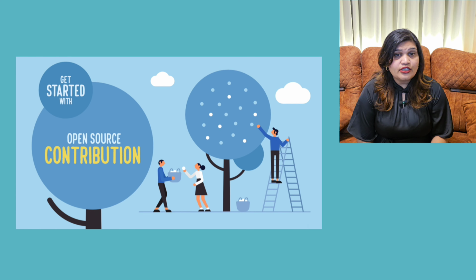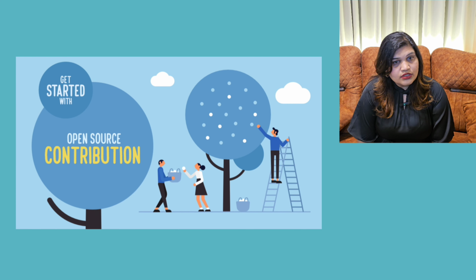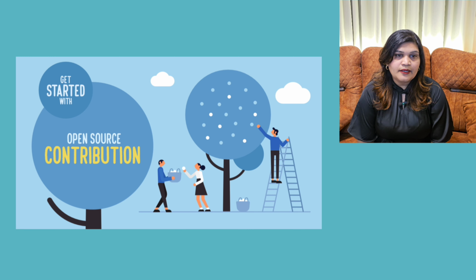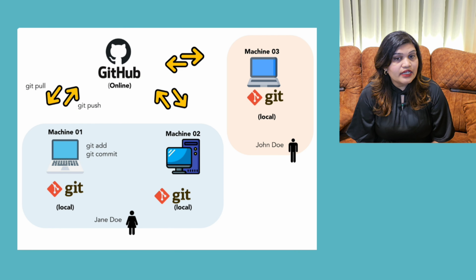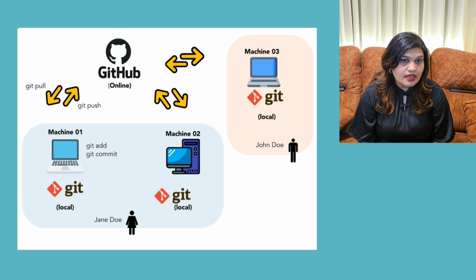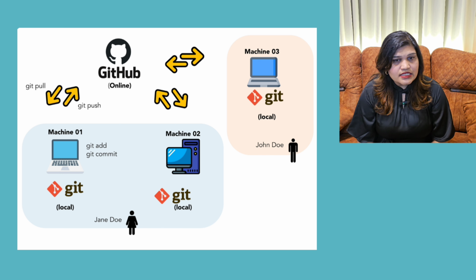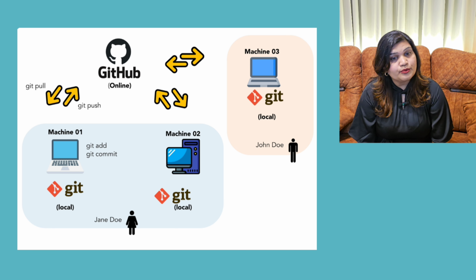Mistake number 5, ignoring open source contribution. GitHub isn't just about storing your own code, it's also about collaborating with others and contributing to open source projects. Contributing to open source projects is a great way to practice, learn from others, and build your coding reputation. Plus, it looks fantastic on your GitHub profile and can even help you get noticed by potential employers.